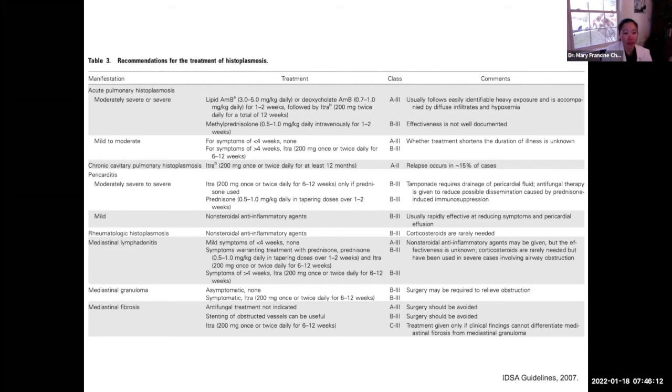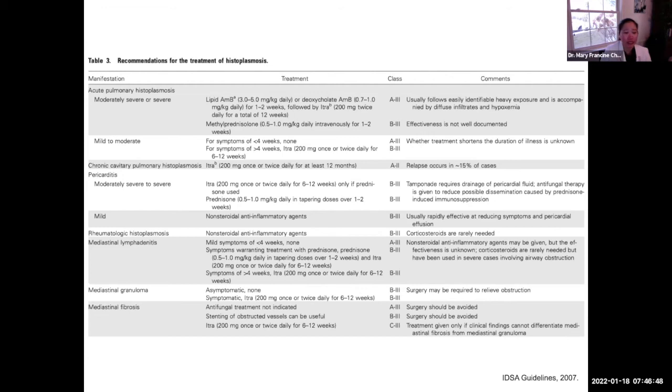And then for mild to moderate acute pulmonary histoplasmosis, if they have symptoms of less than 4 weeks, that does not need treatment. But if they are symptomatic and it's been more than 4 weeks, you can treat with itraconazole for 6 to 12 weeks. And then you have your chronic cavitary pulmonary histoplasmosis that's treated with itraconazole for at least 12 months. The thing that we worry about here is that relapse can occur in about 15% of cases, even with adequate treatment.